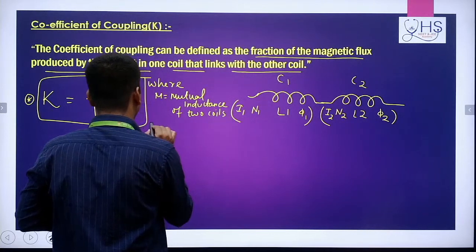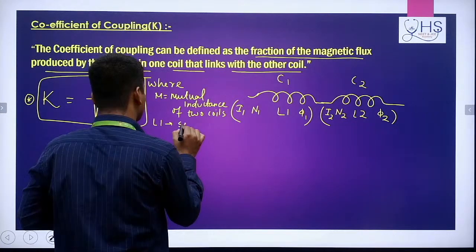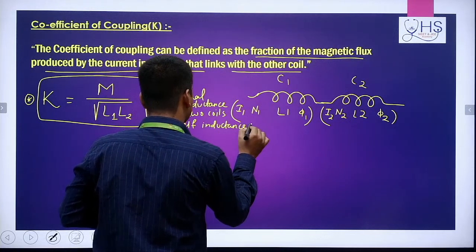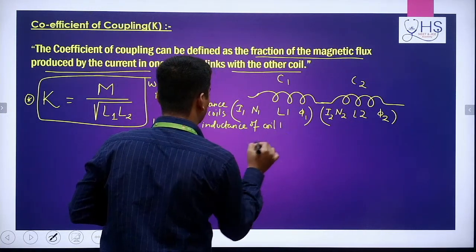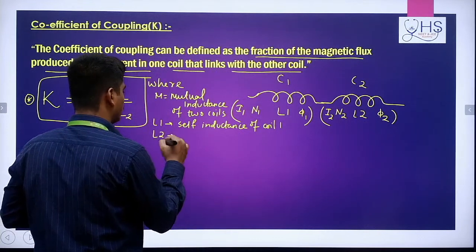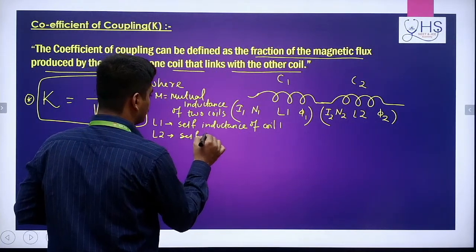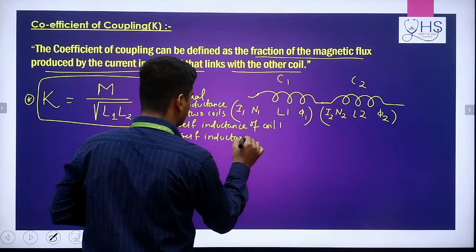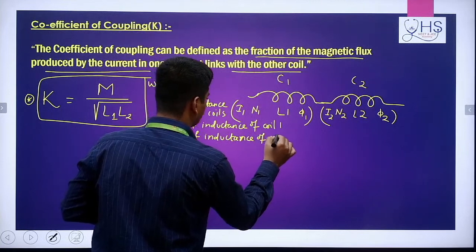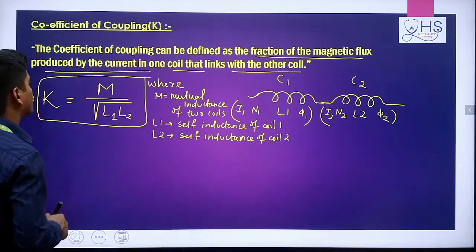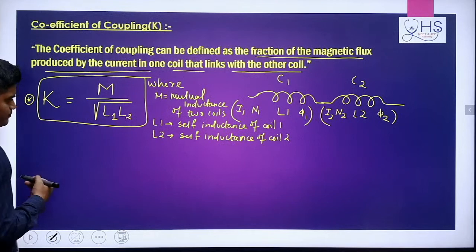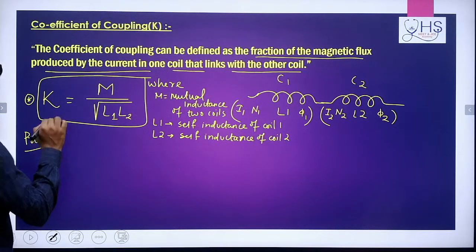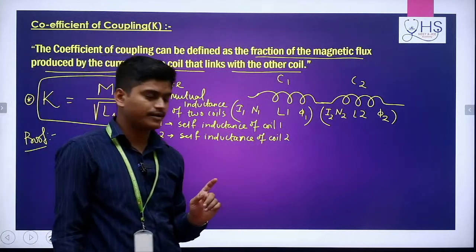And L1, L2: L1 is the self inductance of coil 1, or solenoid 1, whatever. Self inductance of the inductor you can also say. L2 is the inductance of coil 2. Now if I want to calculate this K, I have to consider some terms here. After that I can find this K.